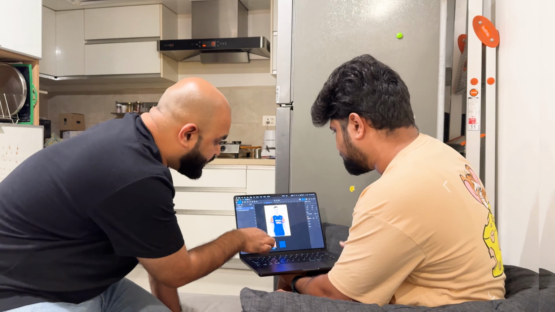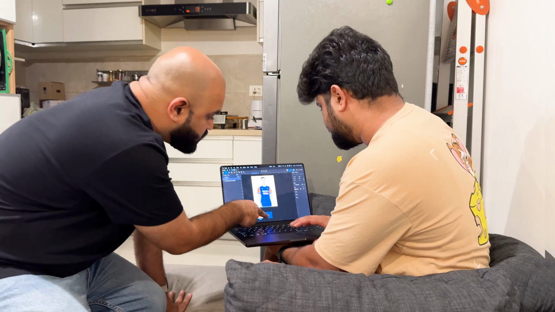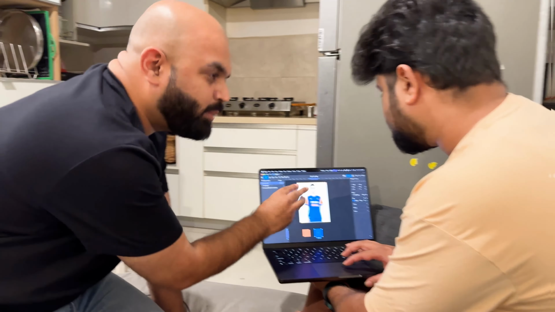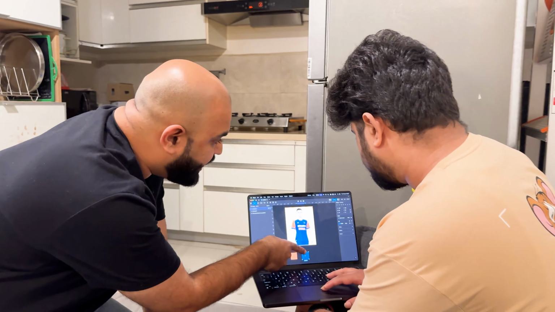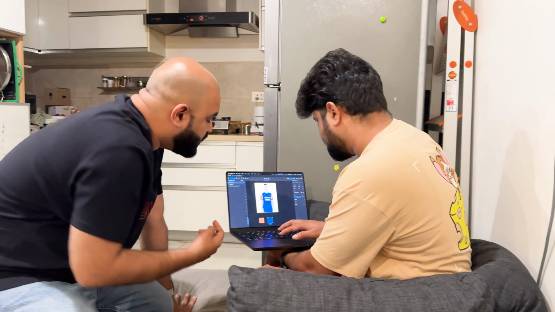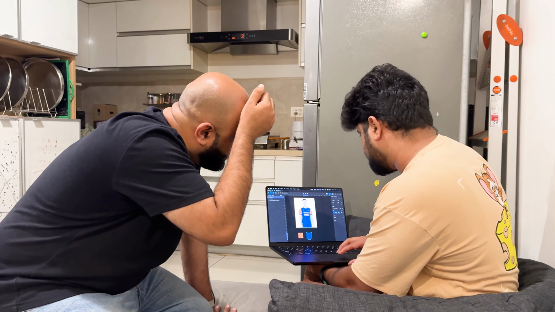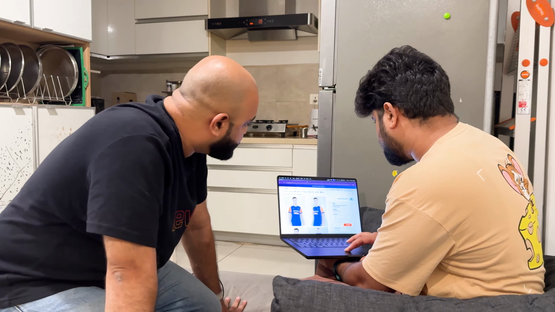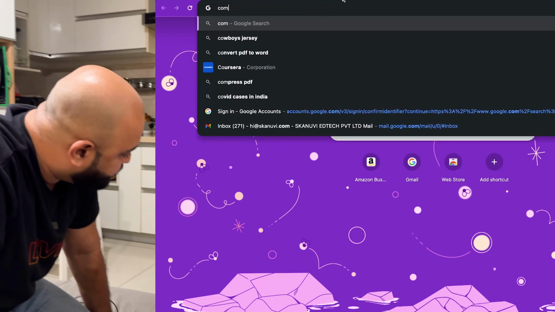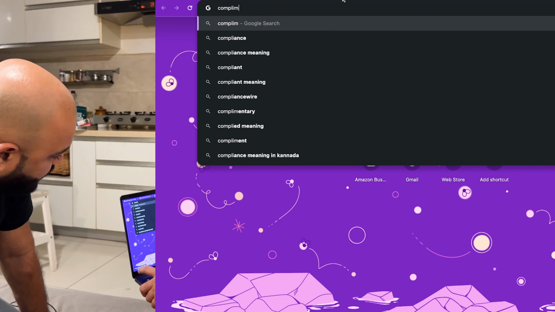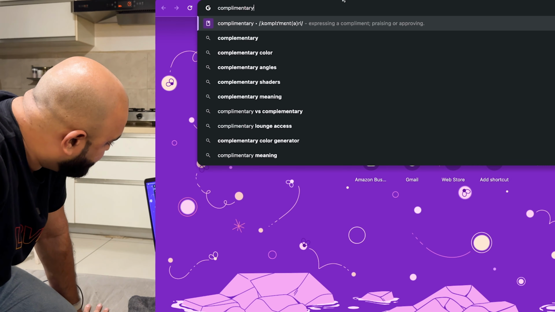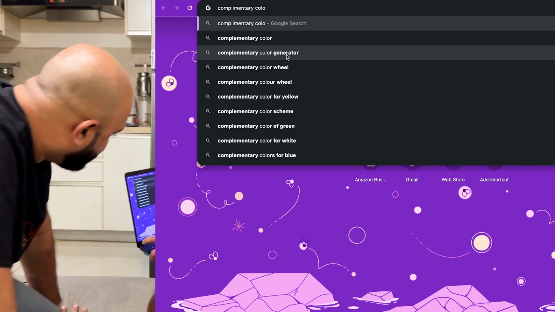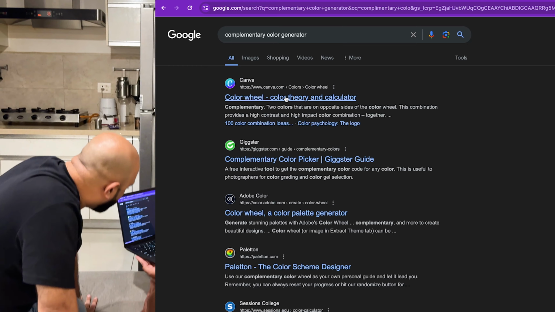So what we'll do is, this blue is there, no? Though this will not be the exact blue, it will be somewhere similar. Find out the hex code of that. You have the hex code, no? Take it, go to Google, and search for complementary color checker. Just go to the color wheel.